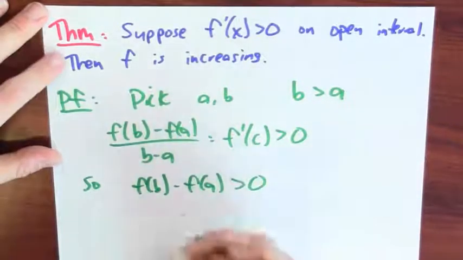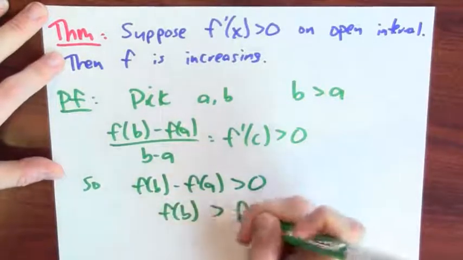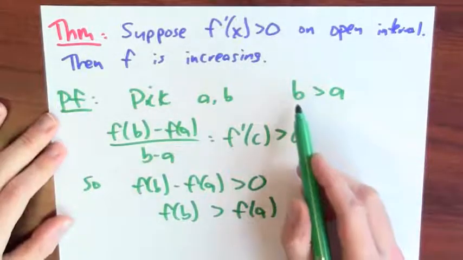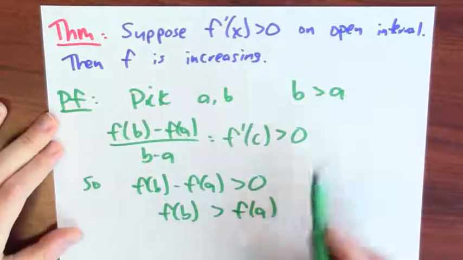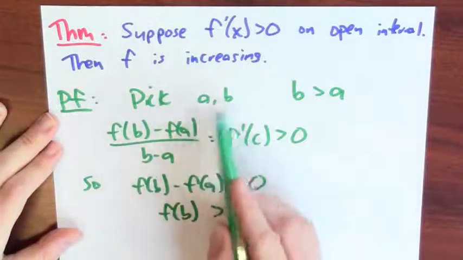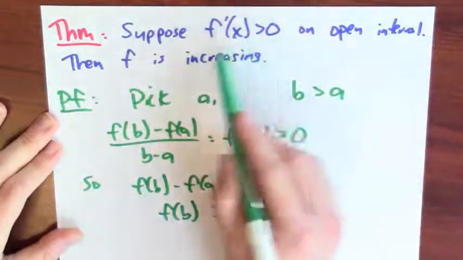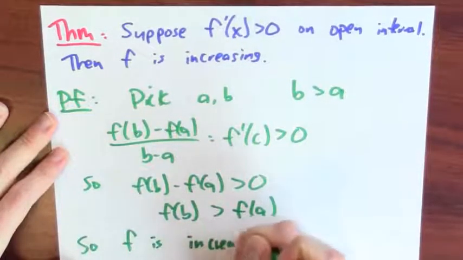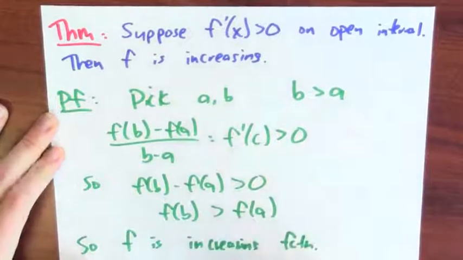Now if I add f(a) to both sides, I get that f(b) is bigger than f(a). If f sends bigger inputs to bigger outputs, then f is increasing. Right? Increasing means that a bigger input is sent to a bigger output. So if b is greater than a, then f(b) is bigger than f(a). And this argument works for any a and b in the open interval on which I know the derivative is positive. So I'm going to conclude that f is an increasing function, which is exactly what I wanted to show. So if the derivative is positive on a whole interval, then the function's increasing on that interval.